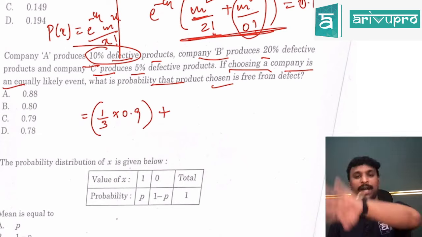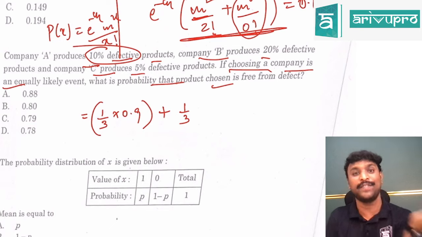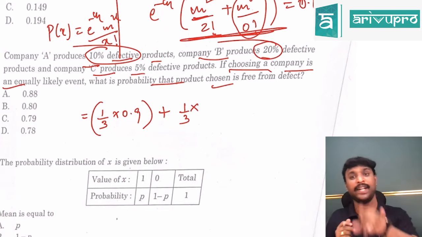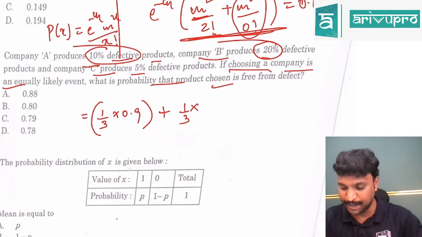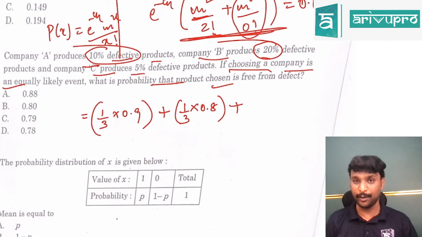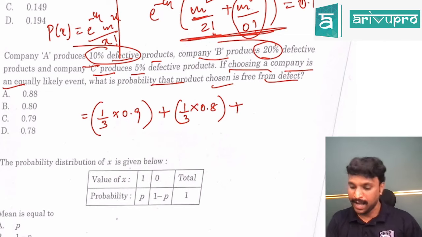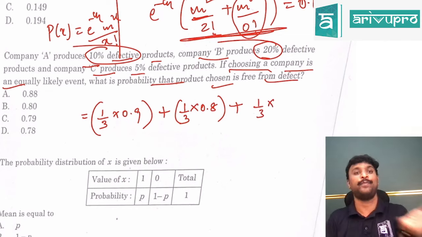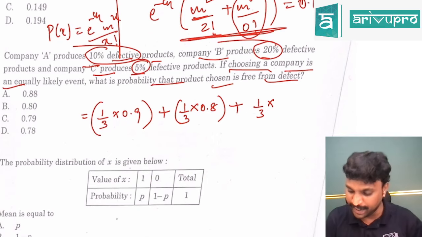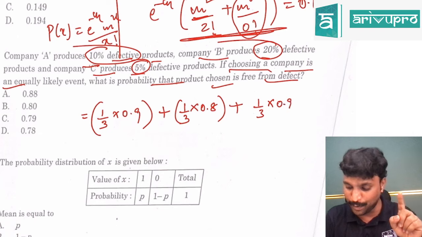Or it could be from company B. What's the probability of selecting company B? 1 by 3 into no defective from company B. Defective is 20%, no defective is 80%. 80% is 0.8. Why are we finding out no defective? Because free of defect they have asked. Company C, 1 by 3 is the probability of picking company C. In company C, defective probability is 5%, no defective is 95%, that means 0.95.